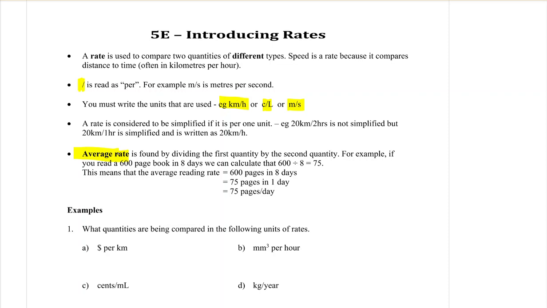It's an average. Okay, and there's an example here about a book. You're reading a book, there's 600 pages in the book and it takes you 8 days to read it. Some days you may read more pages, some days you may read less. But on average, if you divide those numbers, 600 divided by 8 is 75, so that is a 75 pages per day average that you would be reading to finish that book.